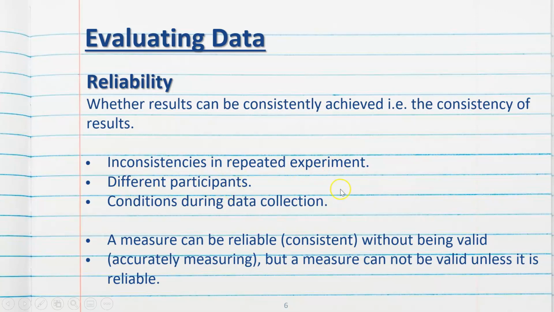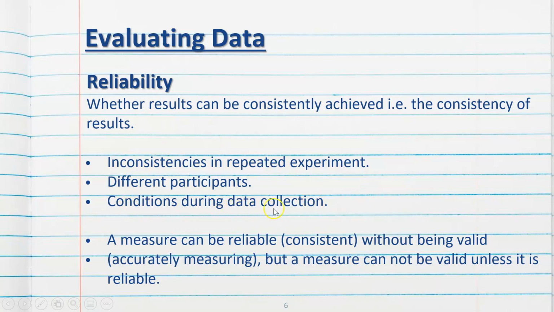Obviously, using different participants, no two people are the same. So because of that, often using different participants in different sample groups, it's going to inevitably cause different results. Okay, so there's going to be inconsistencies in the repeated trials and we're going to get different results, especially when we do observational and qualitative designs.